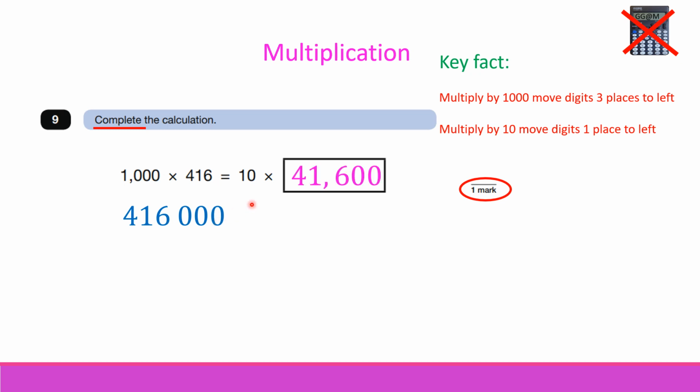So the answer in the box is 41,600, and this will give you 1 mark in the exam. So you need to know that if I do 10 times by this number, I basically add a 0 onto the end of this number, I get the same answer as what I've got here. So there are different ways of thinking about this, whether you think about doing the number we've got here, 416,000 divided by 10, or what number do I multiply 10 by to get 416,000? Either way will give you the correct answer.